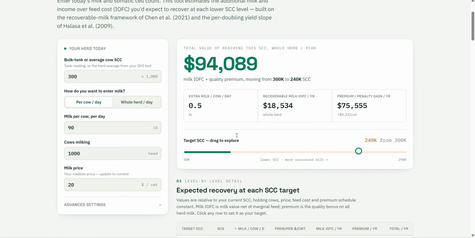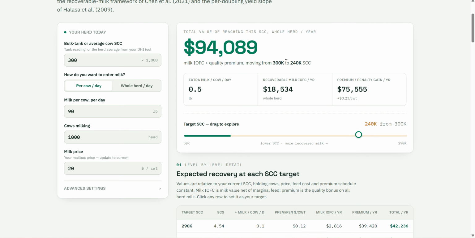At the top of the results area is the total value of reaching your target SCC for the whole herd per year. Directly beneath it, a line states the move being valued, for example, moving from 300,000 to 240,000 SCC. 3 figures break that total down. Extra milk per cow per day is the additional production recovered at the target. Recoverable milk IOFC per year is the value of that milk across the whole herd, net of marginal feed.